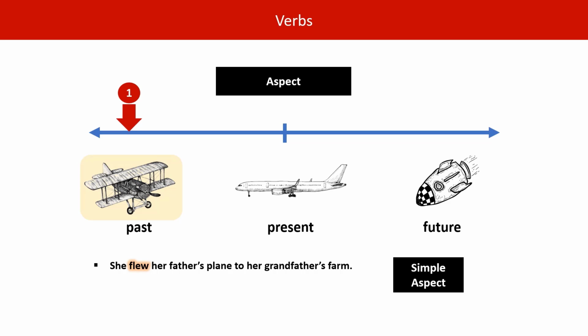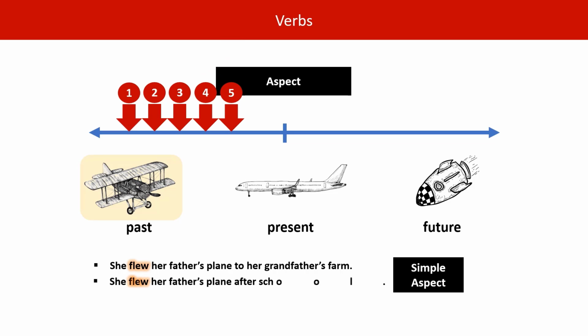Another use of the simple past tense is for habitual activities in the past. So she flew her father's plane after school. So it is a completed activity, but she may have done it more than once.